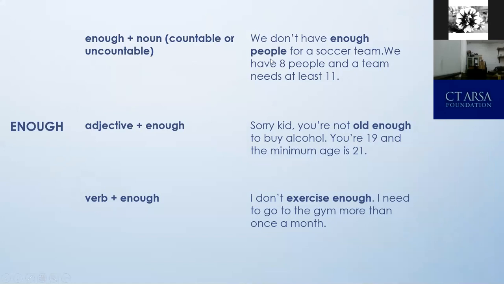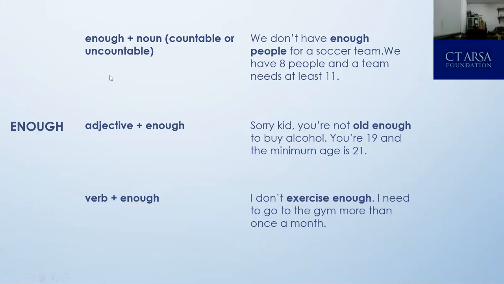We don't have enough people for a soccer team. We have 8 people and a team needs at least 11. So when 11 are required and you have only 8, it means you don't have enough people. Or when the price of the shirt is $30 and you have $25, it means you don't have enough money to buy the shirt. So money is a noun. It can be uncountable and it can be countable. It doesn't matter.